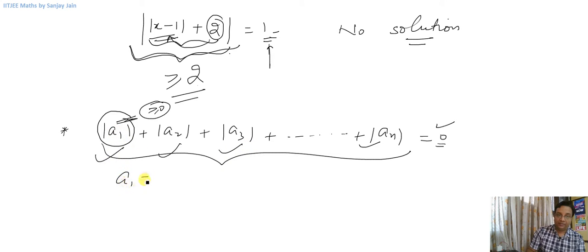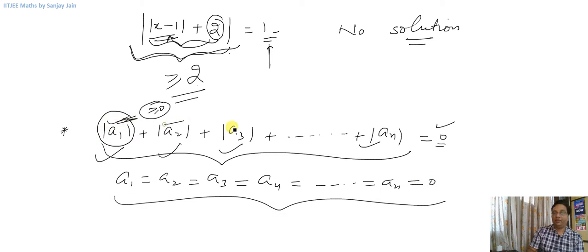That means a1 equal to a2 equal to a3 equal to a4 equal to an. Every term should be equal to 0, right? a1, a2, a3, all of these should be equal to 0 for this equation to be satisfied. Otherwise there is no other way, right? Because every term is a non-negative term, the minimum value that every term can have is 0, and the right hand side is 0. So 0 plus 0 plus 0 plus... This is the only solution, that a1, a2 up to an, all of these have to be equal to 0. Okay, let me clear the page.